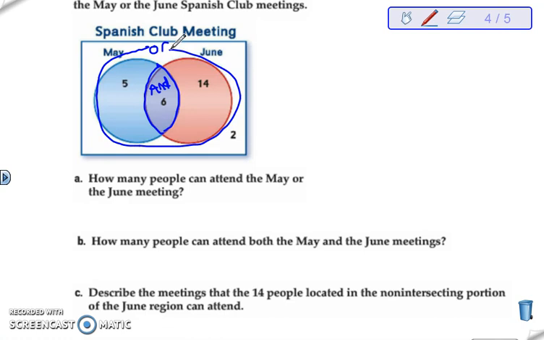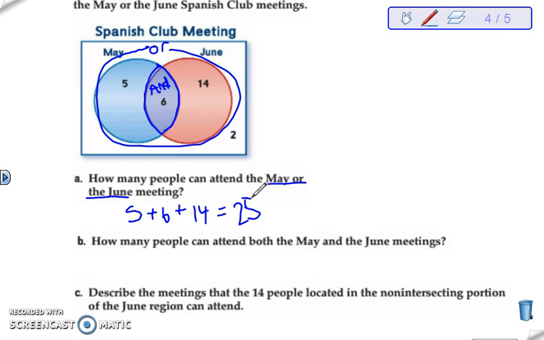So how many people can attend the May or June meeting? Well, I have 5 people in the May circle. I have 6 people in the middle, and then 14 over here. So add them up, 25 people.